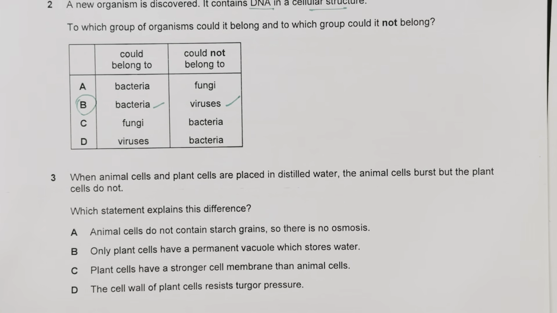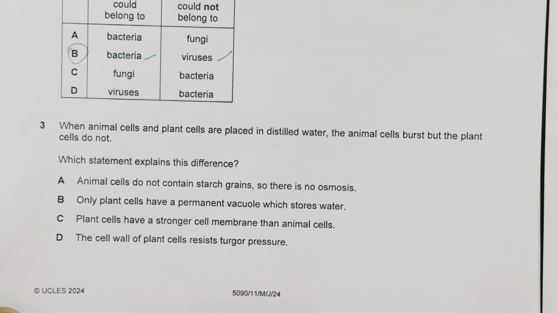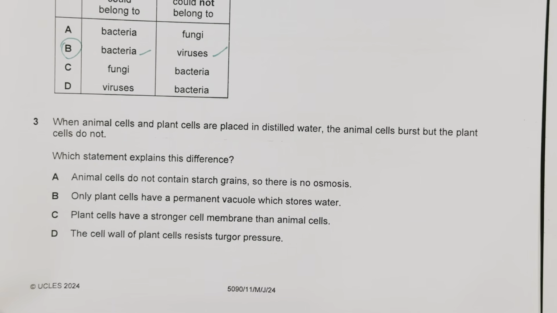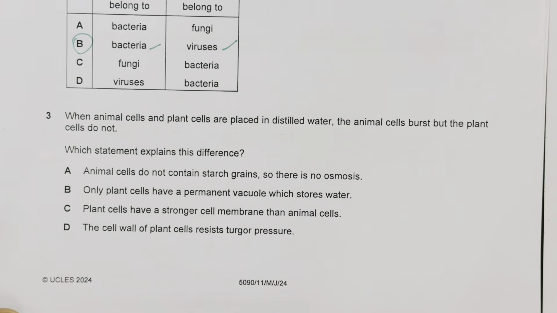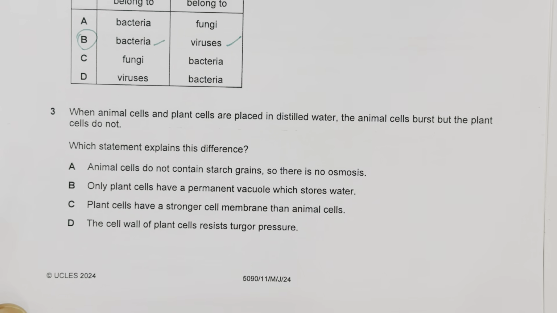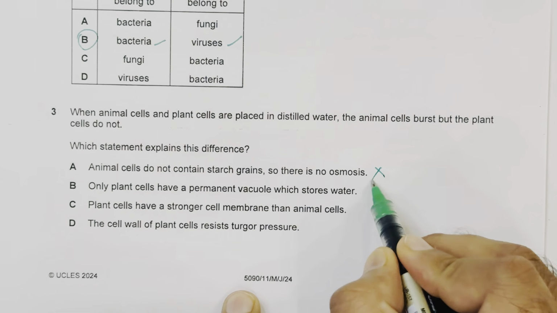Moving to question number 3, animal cells and plant cells are placed in distilled water. The animal cells burst but the plant cells do not. Which statement explains the difference? Animal cells do not contain starch grains, so there is no osmosis. No, this is the wrong one.